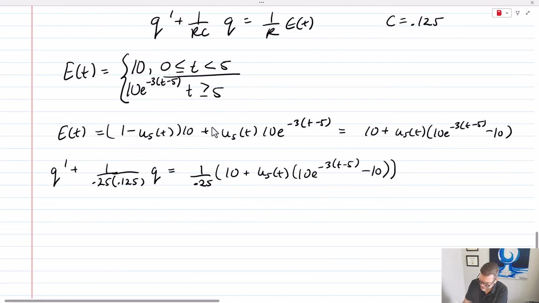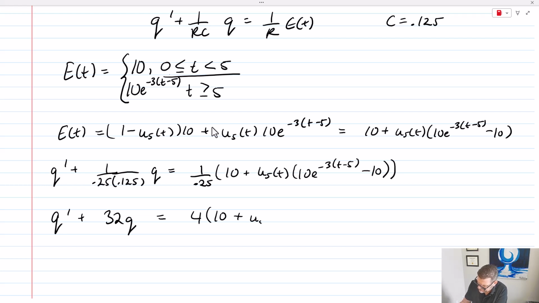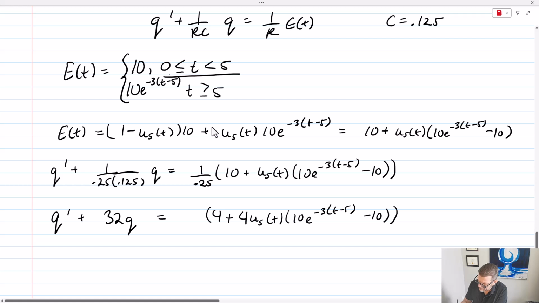And then if I just rewrite it, I get q prime plus 32q equals 4 times 10 plus 4 u5 of t times 10e to the negative 3 times t minus 5 minus 10. And if we bring in that 4, we're going to get 40 plus 4 u5 of t, 10e to the negative 3 t minus 5 minus 10. So that's my differential equation, utilizing the unit step function.